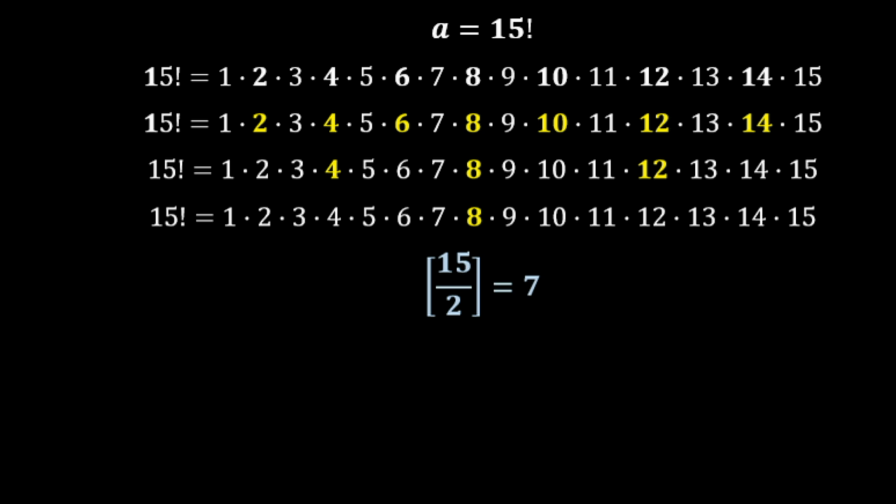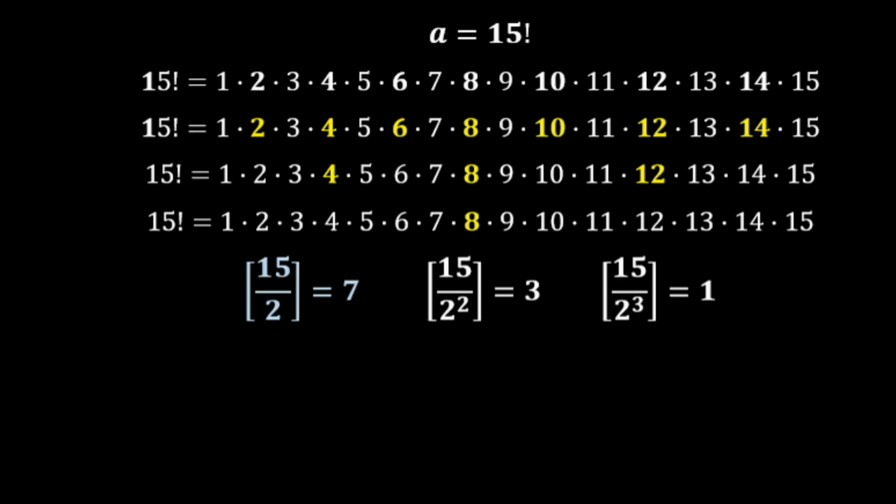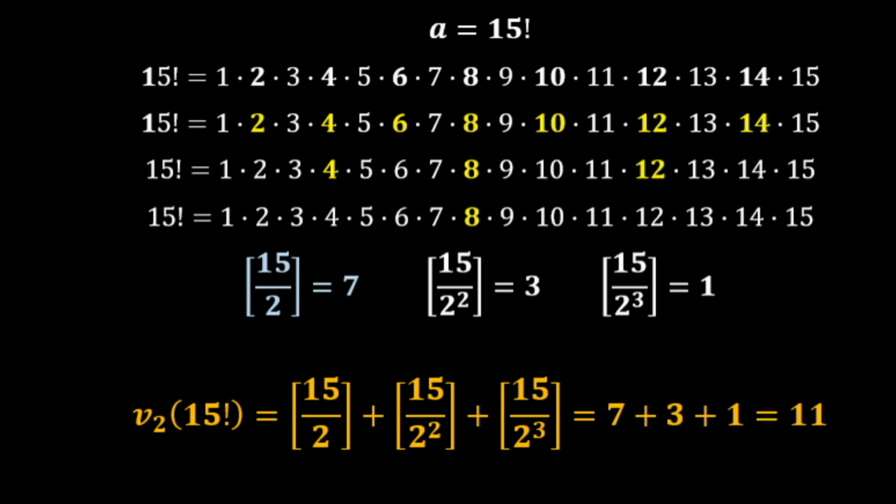Then we calculate the number of multiples of 4. Their count doesn't exceed a quarter of all numbers. So we divide 15 by 4 and take the integer part. This means we add 3 more to the power of 2. And finally, we divide 15 by 8, resulting in only one number that is a multiple of 2 to the power of 3. By adding all these numbers, we obtain the desired result: 7 plus 3 plus 1 equals 11. And now we conclude that 2 to the power of 11 divides 15 factorial.